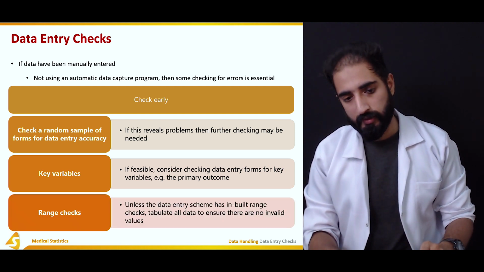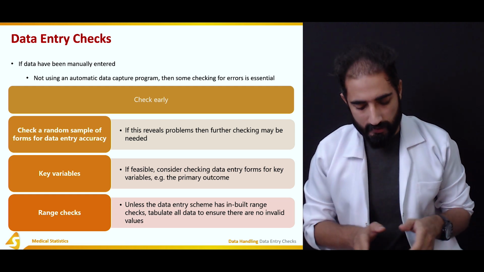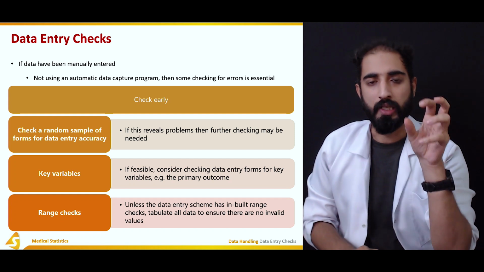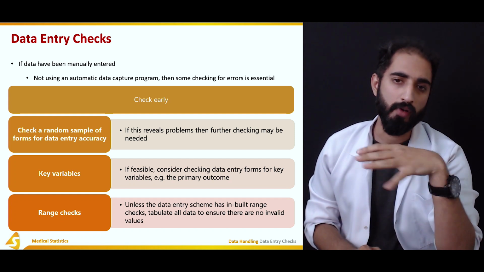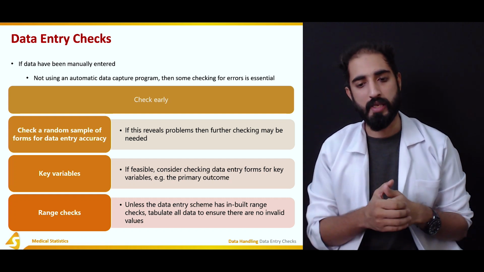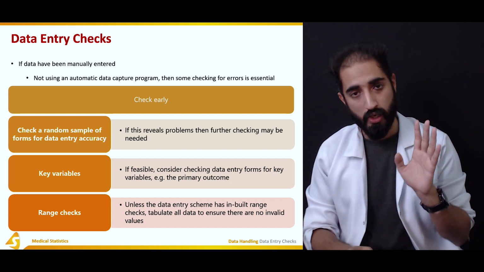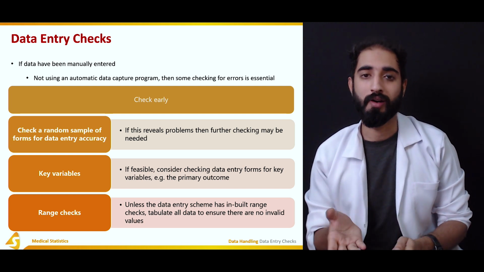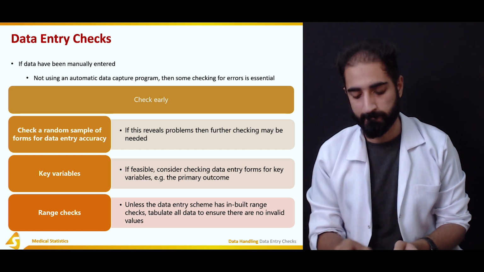Any single outlier can actually change your data remarkably, and your results and your analysis. Range checks. Always check if the subjects have values within the specified range. For example, unless the data entry scheme has inbuilt range checks, tabulate all data to ensure that there are no invalid values which are out of the range.